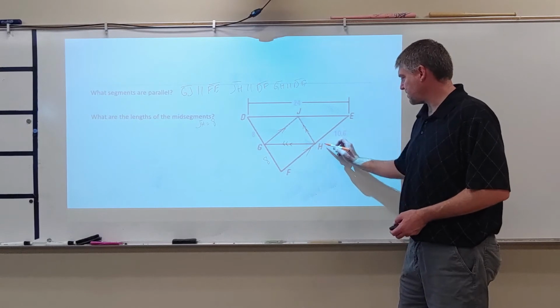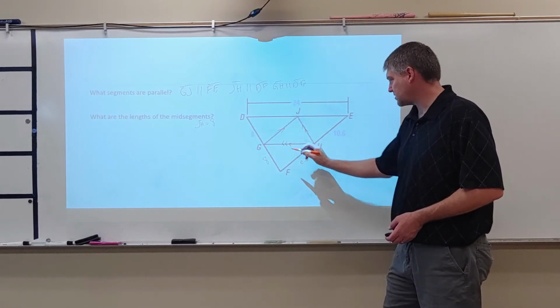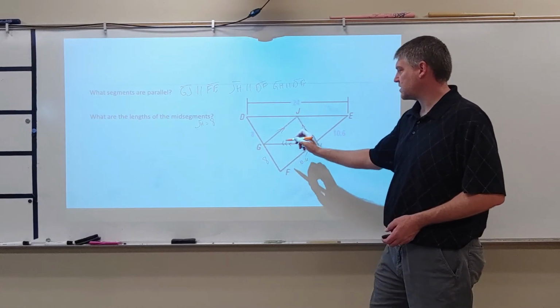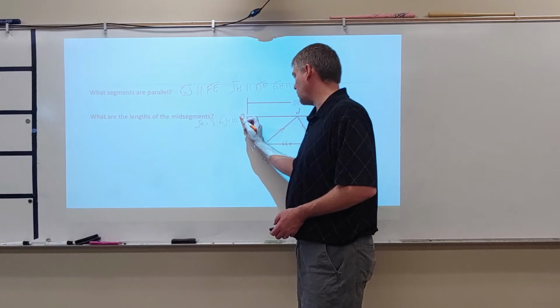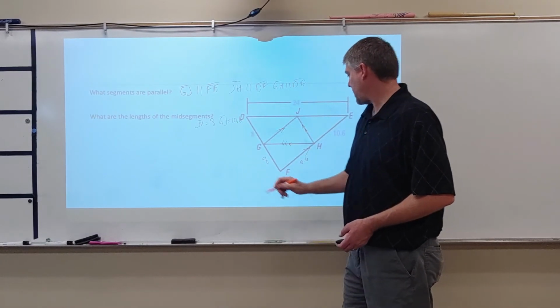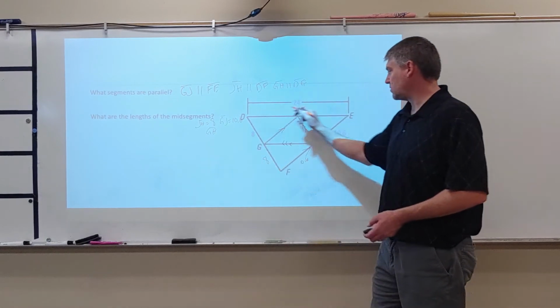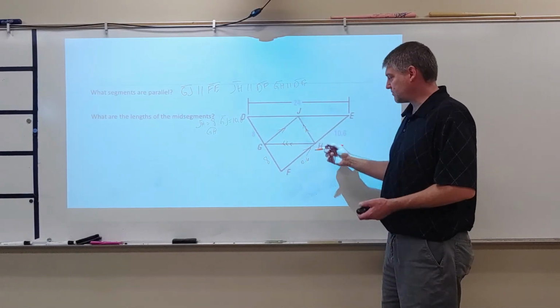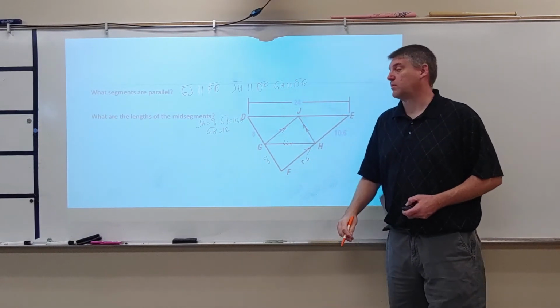Here's the same kind of thing. EH is 10.6, so this has to be 10.6, which forces GJ to be 10.6. Well, how am I going to find GH? Well, this whole length is 24. Half of 24 is 12, so GH has to be 12.